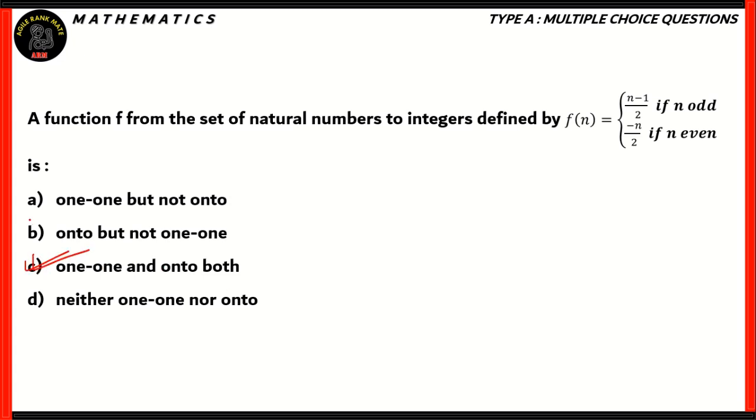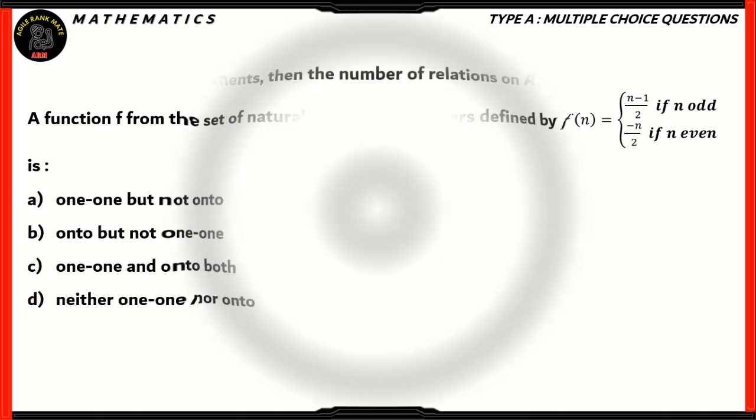Now that means option C turns out to be the right option. A says f is not onto, which is incorrect. B says f is not 1-1, which is incorrect. And D says that it's neither 1-1 nor onto, which is also incorrect. Option C, f is both 1-1 and onto, is the right option.